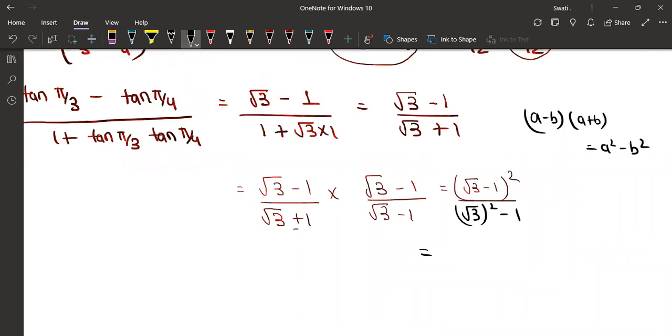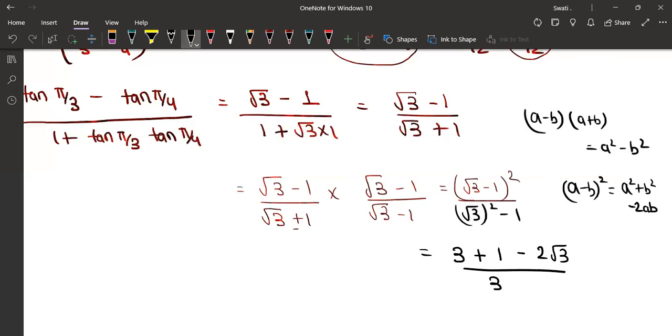Now in the numerator, we have the a minus b whole square form. This is a very basic and a very simple formula. A minus b whole square is a square plus b square minus 2ab. So using this formula, it will become root 3 square, that is 3, plus b square, that is 1 square, 1, minus 2ab. So 2 times root 3 times 1, that is 2 root 3, upon root 3 square is 3 minus 1. Now 3 plus 1 is 4, 4 minus 2 root 3, and 3 minus 1 is 2.